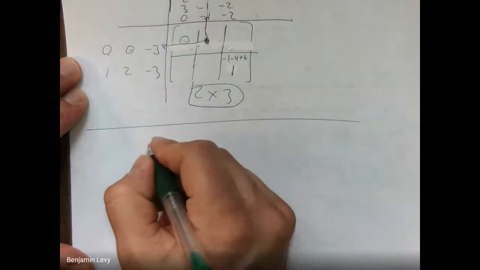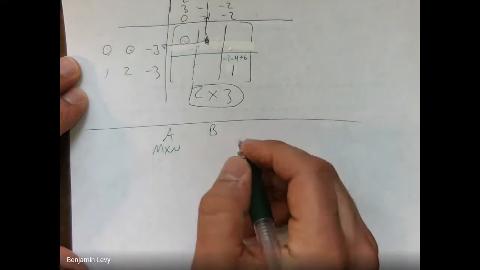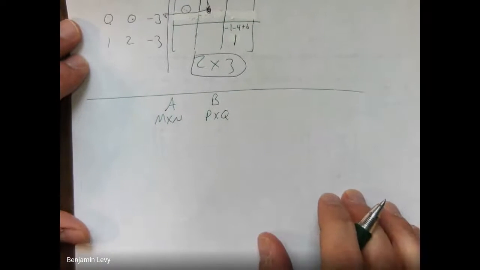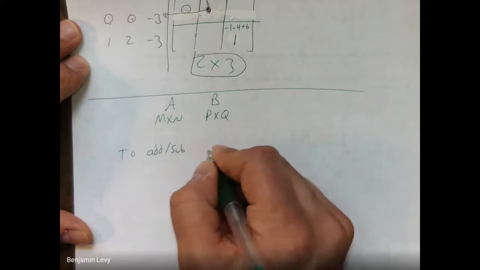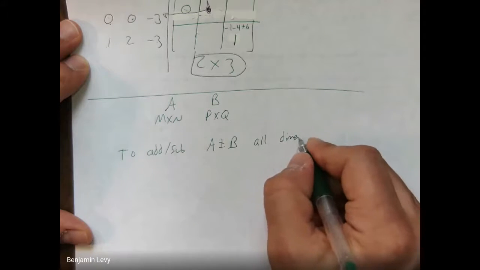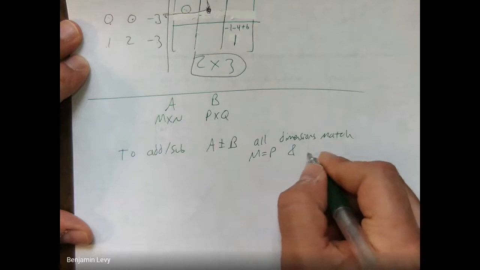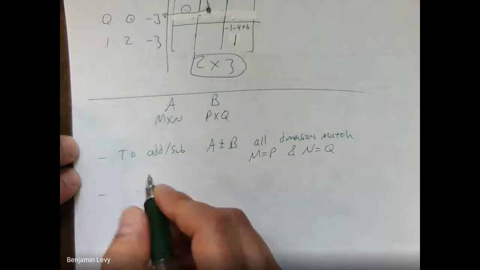So in general, let's say A is M by N, and let's say B is P by Q. If we want to add or subtract, A plus or minus B, all dimensions have to match. So M has to be the same as P, and N has to be the same as Q. Right, because when you add two matrices, you're just adding where the entries correspond, and you need to have them correspond to something. So that's the idea there.